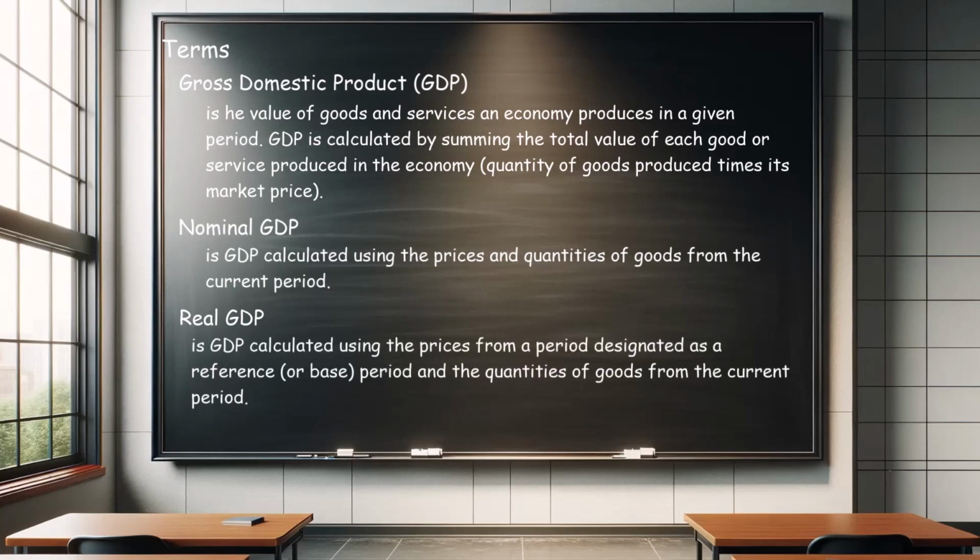Real gross domestic product is GDP calculated using the prices from a period designated as a reference or base period and the quantities of goods from the current period. For example, if an economist is calculating the real GDP for 2023 and the base period was 2021, she uses prices from 2021 and quantities from 2023 for her calculation. The base year nominal GDP and the real GDP are equal.